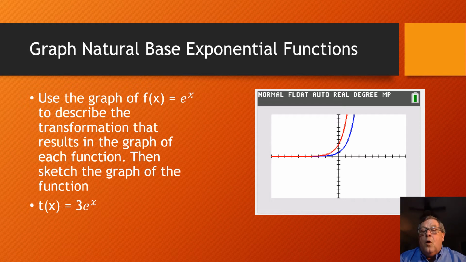Well, originally it's at 1, and now it's at where y is equal to 3. We're multiplying 3 times the natural base raised to the power of x. And so the y-intercept, if I put x equal to 0, e to the 0 is 1, and 3 times that is 3. That's how I would find the y-intercept, by setting x equal to 0. So here we see a dilation of our exponential function.